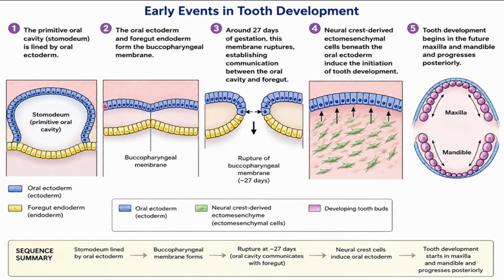In the developing embryo, there is a shallow depression which is known as stomodeum, and it represents the primitive oral cavity. And this primitive oral cavity is lined by ectoderm, which is represented by this blue in this diagram. So this ectoderm is of particular importance because it is going to give rise to the enamel forming component in the later stages of tooth development.